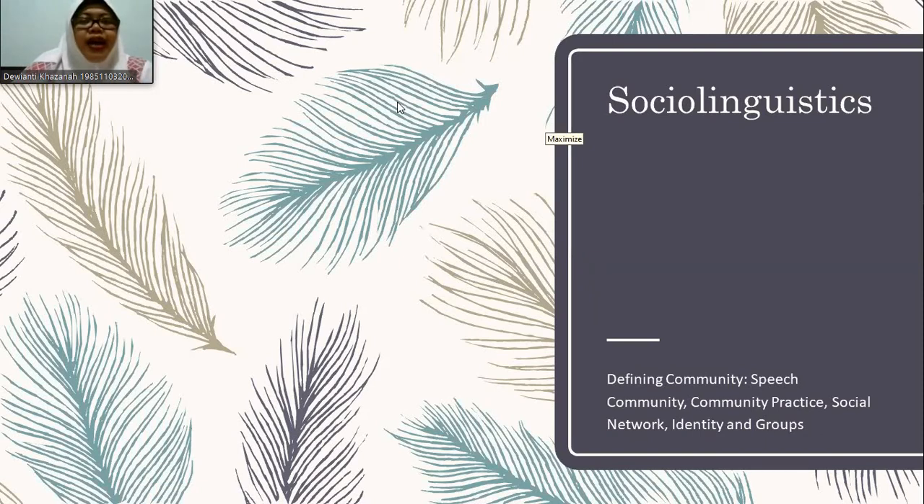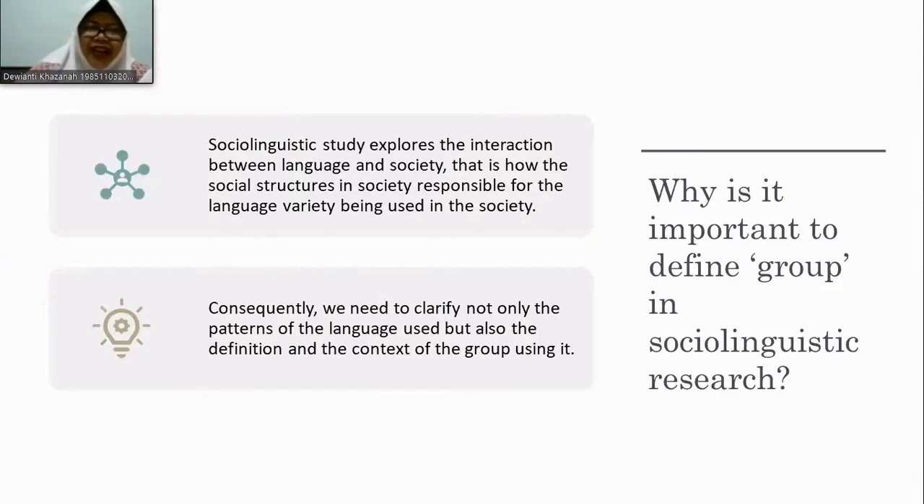Now, last week we talked about the unit of analysis, the varieties of the language. Now, we are going to talk about who speaks those language varieties. Which group? How do we define the group of people who speak those variations? Why is it important for us to define the notion of the group or the community? It is not enough to visualize the language varieties; we also need to define the group who speak them.